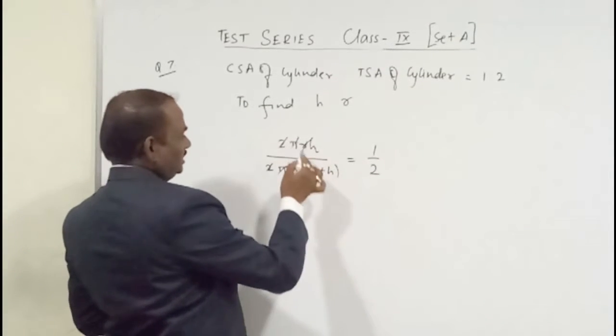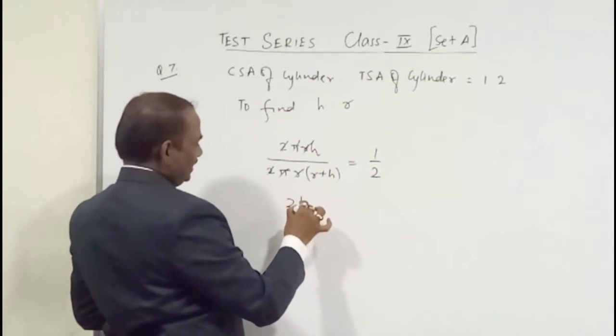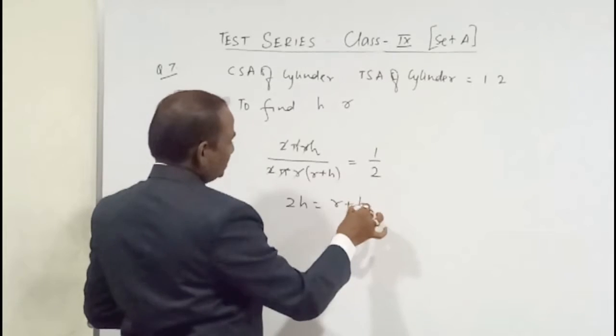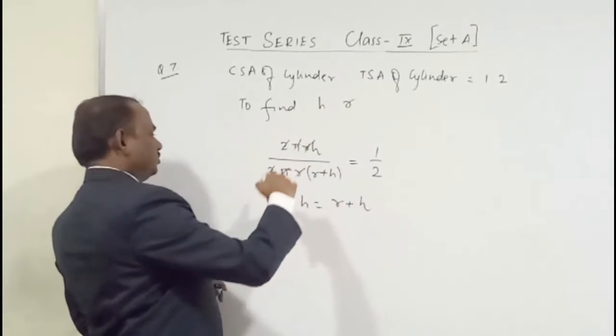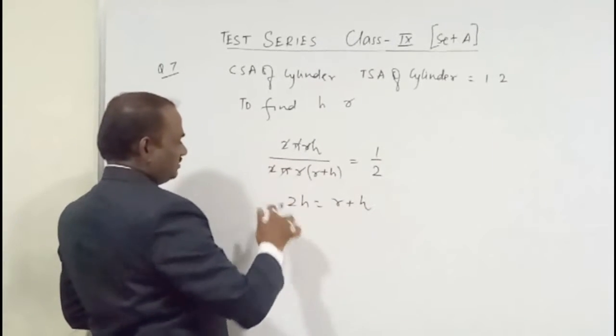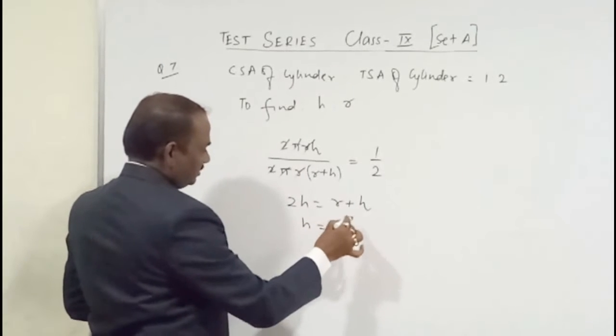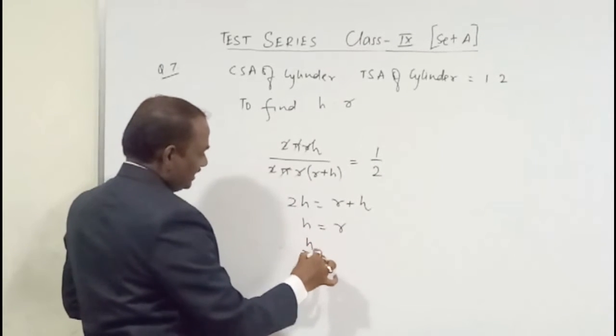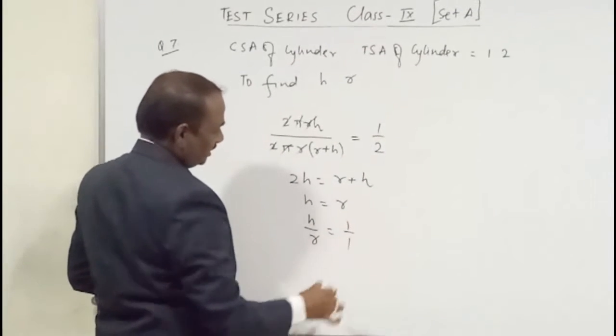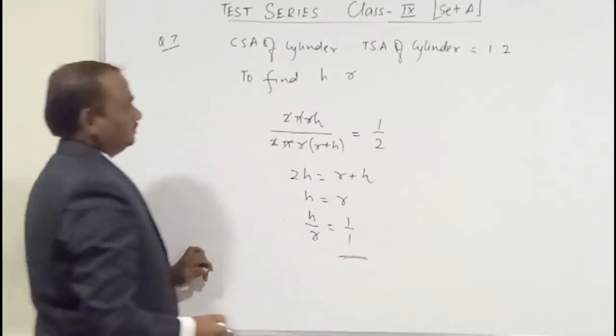So if I just cross multiply, I get 2H is equal to R plus H. Now if I transpose H to this side, 2H minus H will give you H is equal to R. Therefore, I can say that H by R is equal to 1/1. This is the final answer.